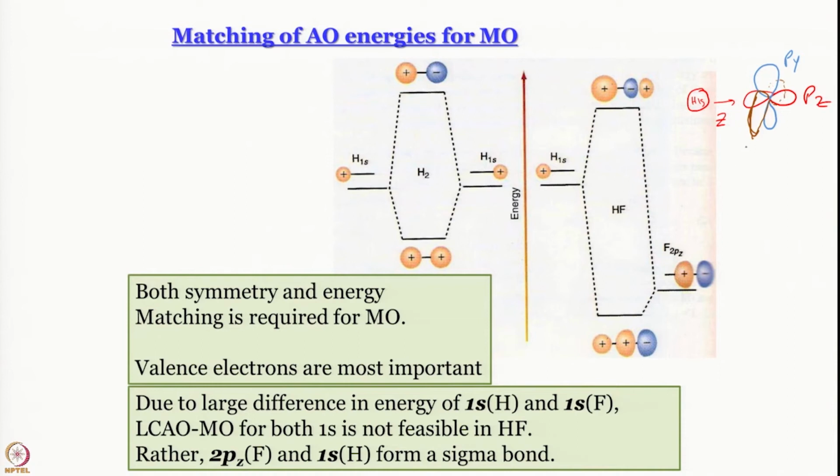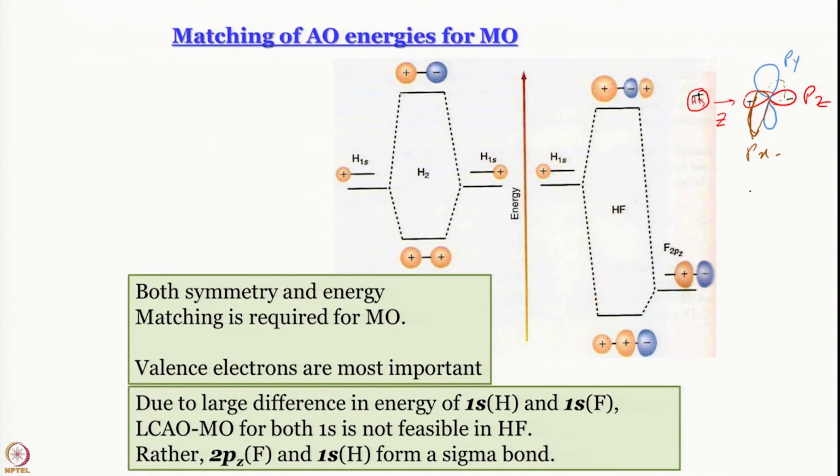Okay, this is Px. Now see, Px, Py and Pz all have the same energy, do not they? However, only Pz is in the right disposition to give you sigma interaction, or I will even say bonding interaction, with the hydrogen 1s orbital. Yeah, because this is plus, this is minus, let us say this is plus.